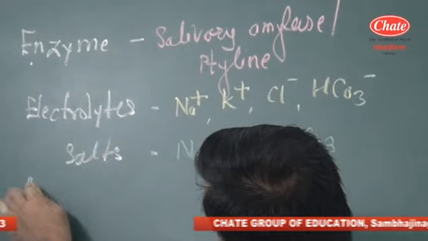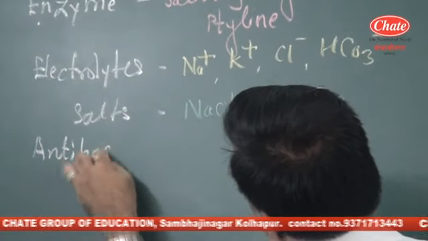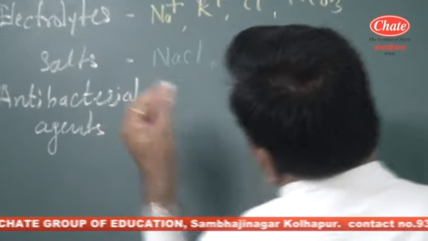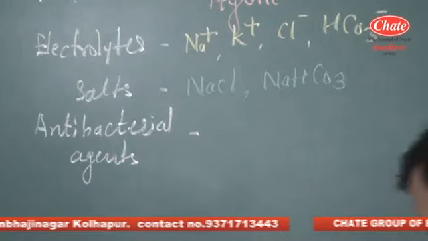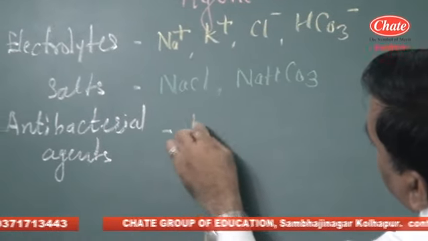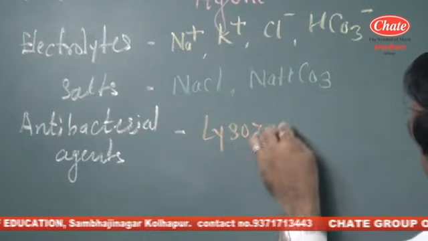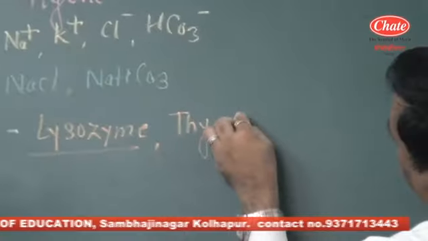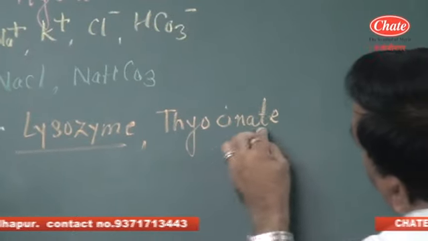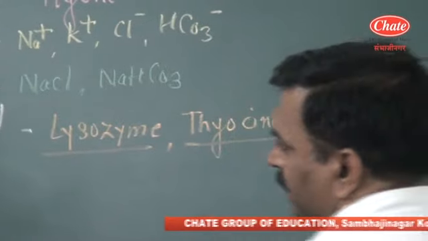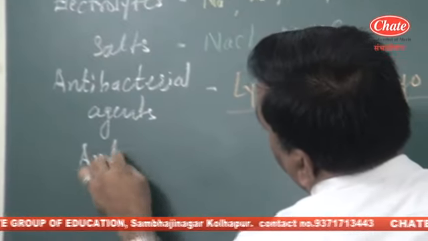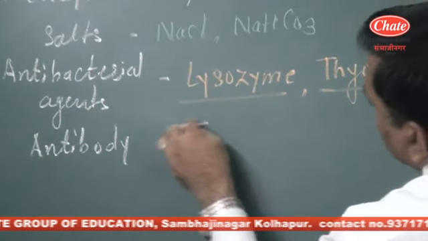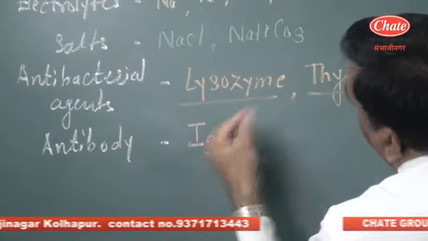Then antibacterial agents. Antibacterial agents present in saliva are, first, lysozyme, and second, thiocyanate. These are the antibacterial agents. While the antibody present in saliva is the IgA type of antibody.